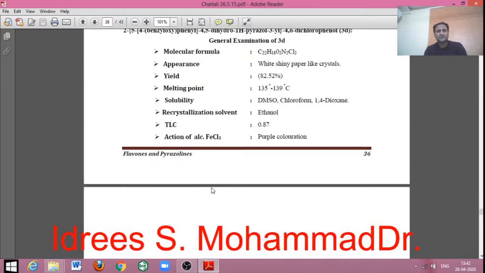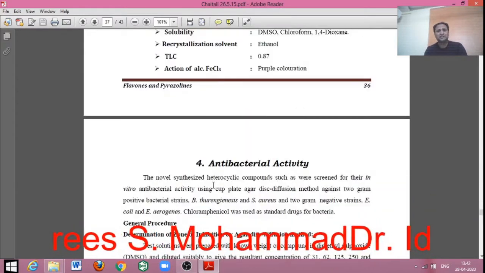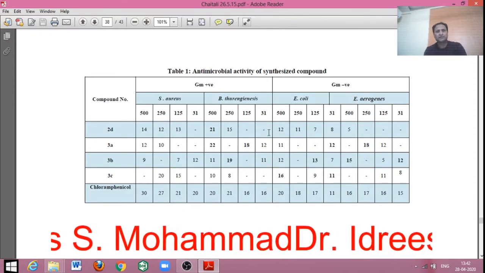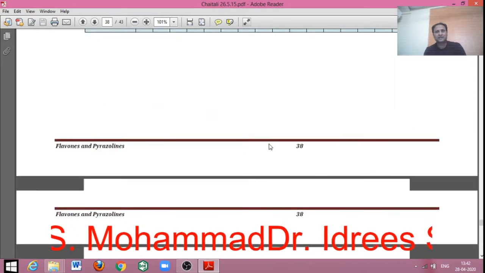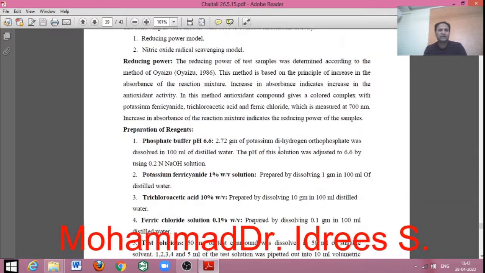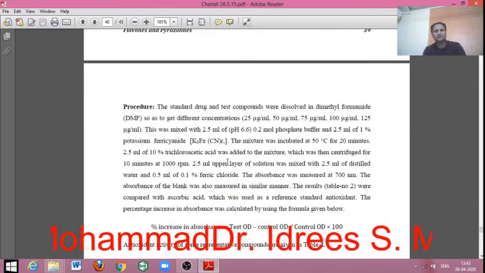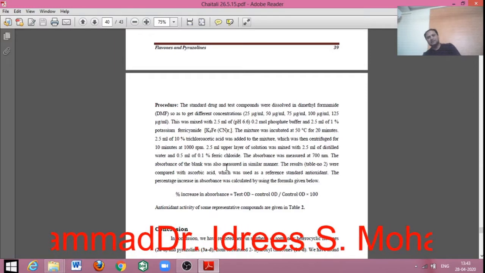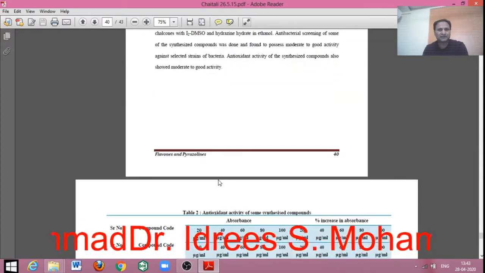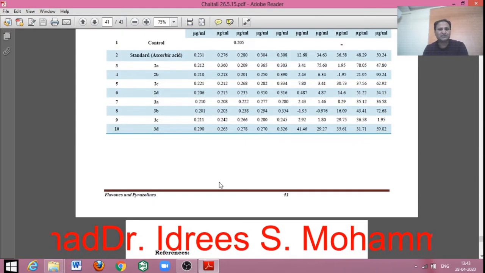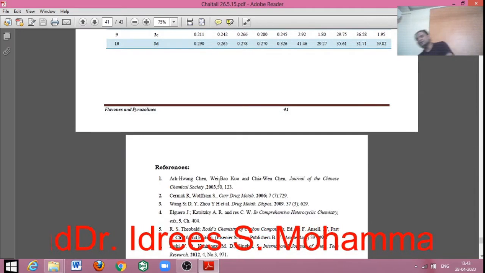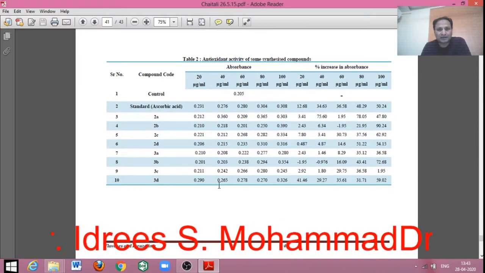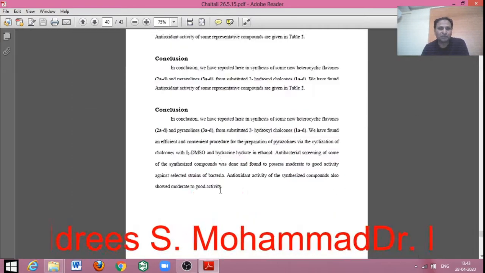Lastly, we have done the antioxidant activity according to the published literature method, and we got different data. On this data, we can compare our synthesized compounds with the standard compound, and on that basis we say our synthesized compounds have both antimicrobial as well as antioxidant activity. Both parameters we have.